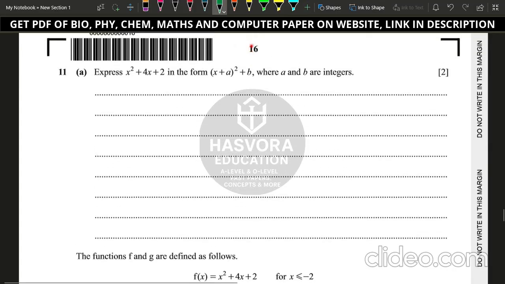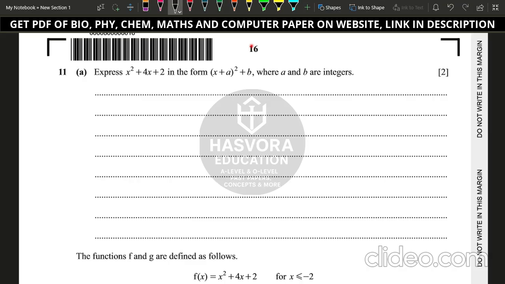Now question number 11 says: express x squared plus 4x plus 2 in the form x plus a whole square plus b, where a and b are integers. Now this is just a simple type of question, and it is repeated often. It is the easiest type of question that you can see for the quadratics.